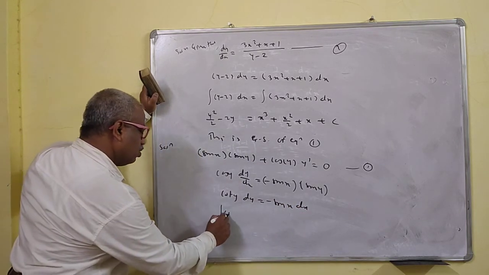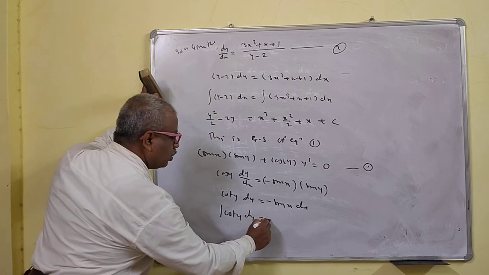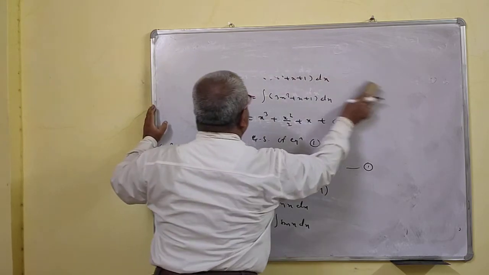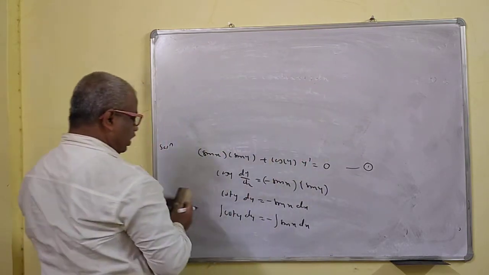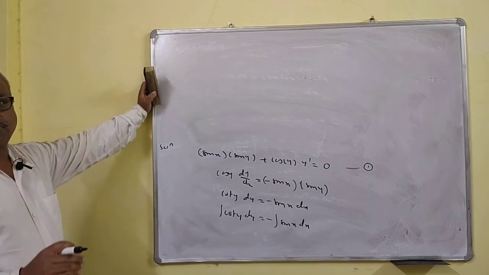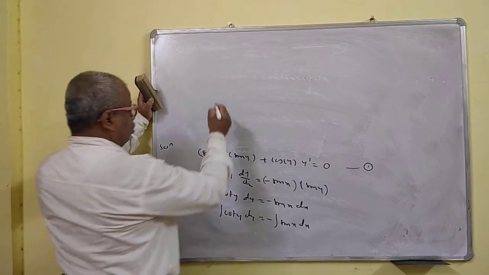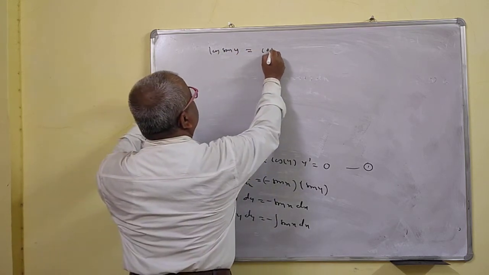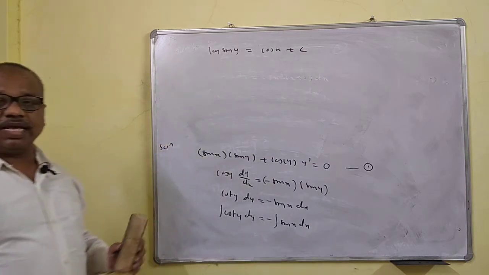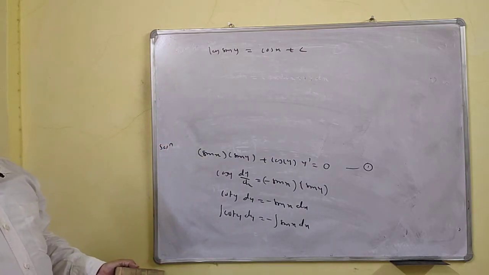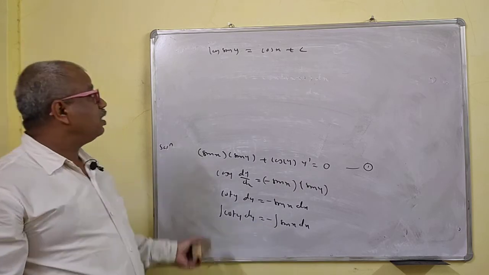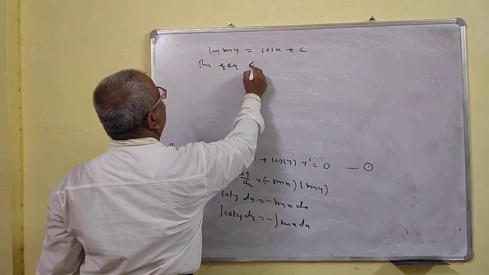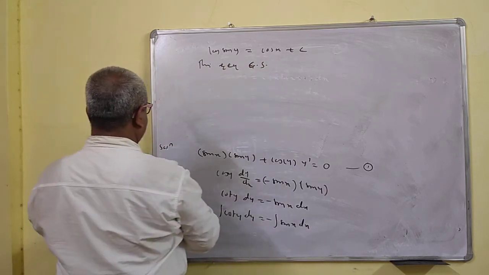Okay, integrating this: integral of cot y dy is equal to minus, I will keep the minus sign outside the bracket, integral of sin x dx. Now what is the integration of cot? Cot is nothing but cos upon sin, derivative of the denominator is in the numerator. So this is log of sin y is equal to cos x plus c, because integration of sin is minus cos, so minus minus becomes plus. This is the required general solution. No problem.